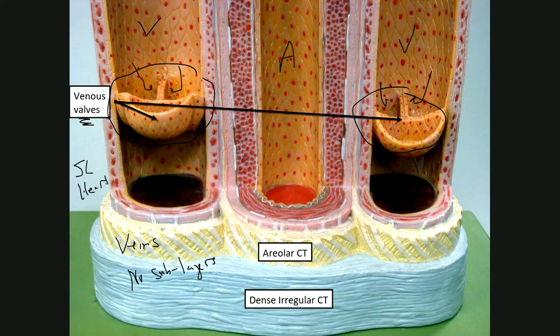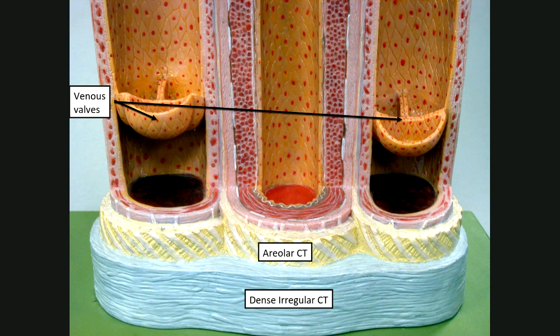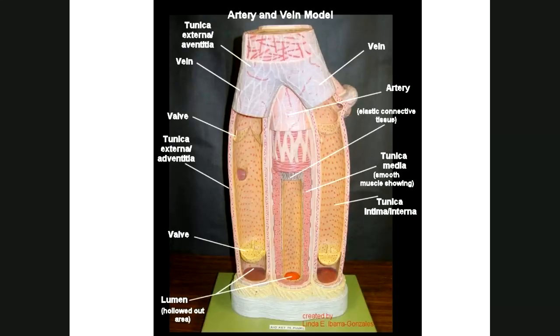And so if blood tries to go backwards, look, it catches on the cups and the valve closes. But if I push from this direction, the valve is going to open. So if I look up here, you can see open valves. Here are closed valves. Make sense? Any questions?